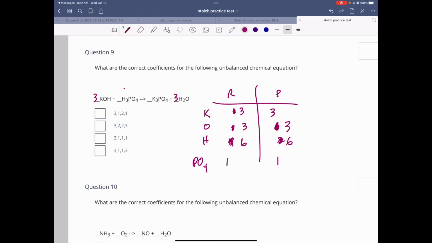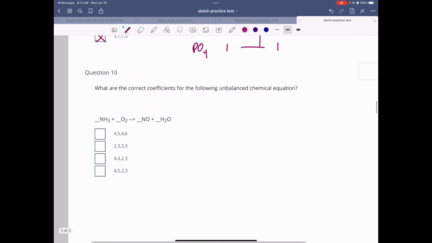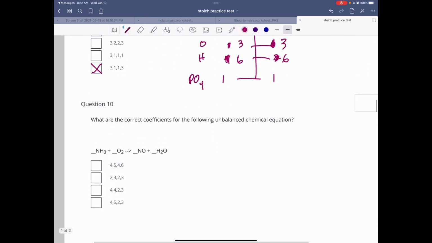Wow, okay. Well, it looks like that's it, because these all match already. I thought there would be more steps to that one. So it looks like we have a 3, 1, 1, 3. Is that an option? It is. 3, 1, 1, 3. Okay. Looks like we're at 10 minutes right now. So I'm going to do one more of the coefficient one, and then we'll stop this video.